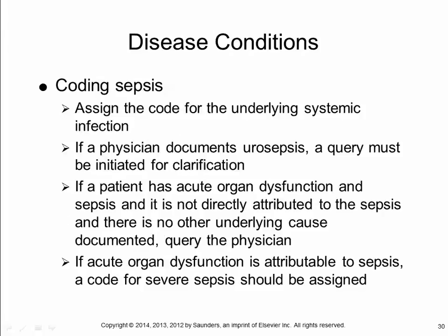So when we're coding sepsis, we are going to need to assign a code for whatever that underlying systemic infection is, okay? So then if a physician, let's say a physician documents urosepsis, what are you going to do? You have to query the physician for clarification on that. What does he mean by urosepsis? Does he mean that there's just a urinary tract infection, or does he mean that there was a urinary tract infection that has gone systemic to sepsis? So that would be an instance where you would need to query the physician.